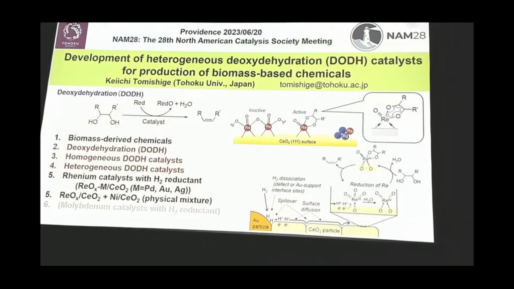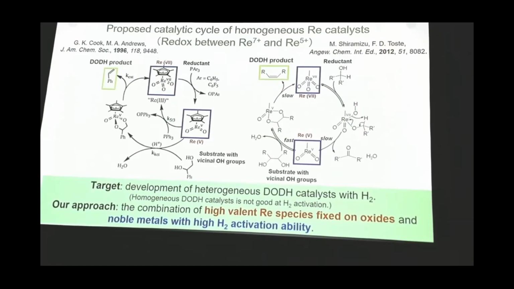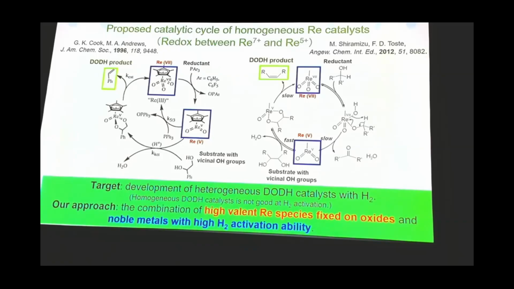Next, I would like to explain the deoxydehydration and the catalyst. This slide shows the proposed catalytic cycle of a homogeneous rhenium catalyst. The reaction mechanism is not so complicated. It is a very simple redox cycle between rhenium 7+ and rhenium 5+.